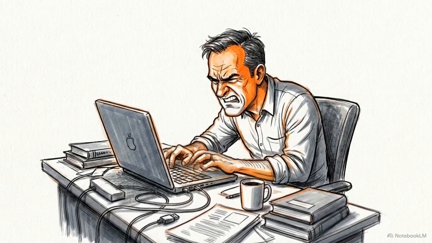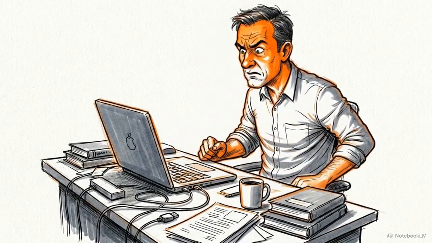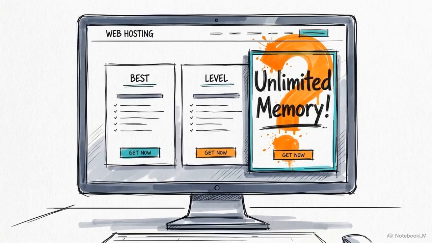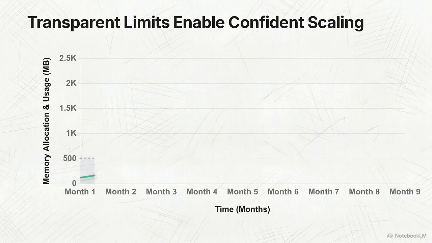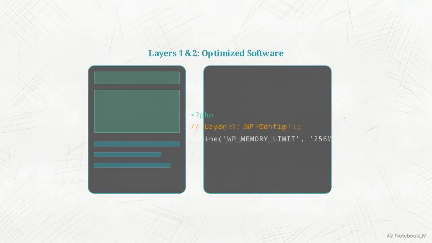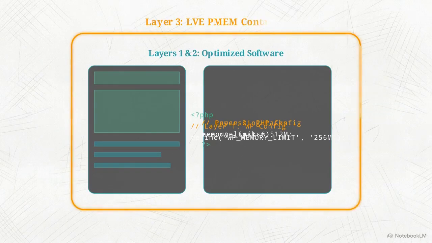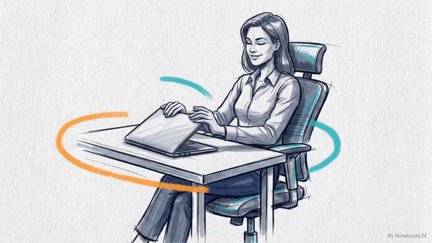Some hosts refuse to disclose their LVE PMEM limits, forcing you to submit support tickets every time your site crashes. When a host hides their container ceilings, they are hiding the true constraints of their infrastructure. Look for a hosting provider that publishes their PMEM tiers before you buy. Clear, transparent limits ensure that you can scale your plan confidently as your traffic grows. A truly reliable website requires two things working in sync: optimized code and explicit knowledge of the hardware boundaries it operates within. Once you understand the physical limits of your server, you can fix the root cause of every crash.